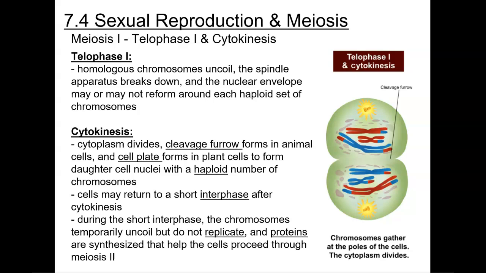So cells may return to a short interphase after cytokinesis. During this interphase, those chromosomes are going to temporarily uncoil, but they're not going to replicate again this time. They are not going to go through that S phase. And so the proteins are going to be synthesized that are going to help these cells proceed to meiosis 2.